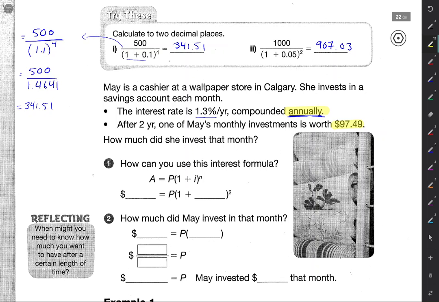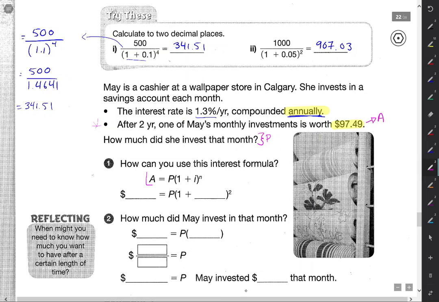So this time they actually gave us the final amount. So where it says after 2 years, one of May's monthly investments is worth $97.49, that is the amount, the A. So what we want to do now is find how much she invested, aka the principal or the initial amount that she invested. So we're looking for the P.